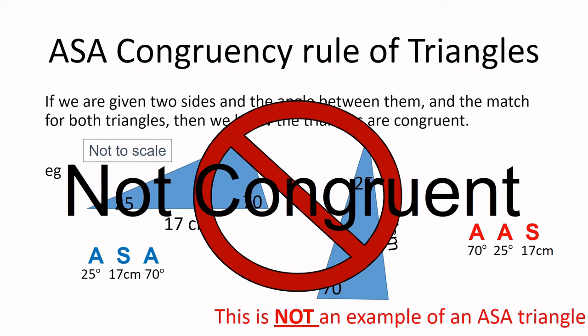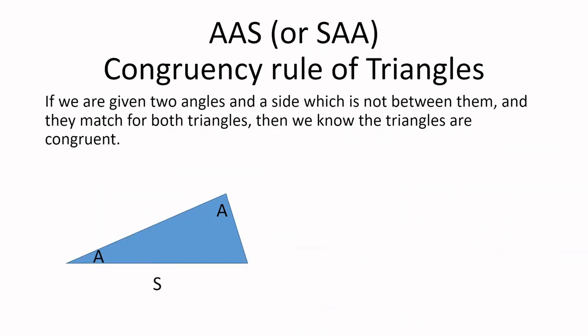Now, it's not that AAS is not a rule. It is a rule, but the information of these two triangles does not match. AAS, or you could also say SAA, is a congruency rule. If we're given two angles and a side which is not between them, and they match for both triangles, then we know the two triangles are congruent. However, it's more complicated to decide if the information matches, because this side might be next to this angle, or it might be next to this angle, but not in between them. So it gets a bit confusing.